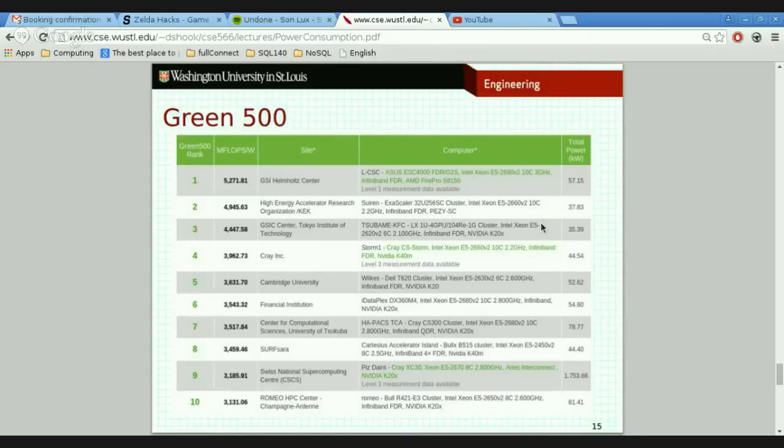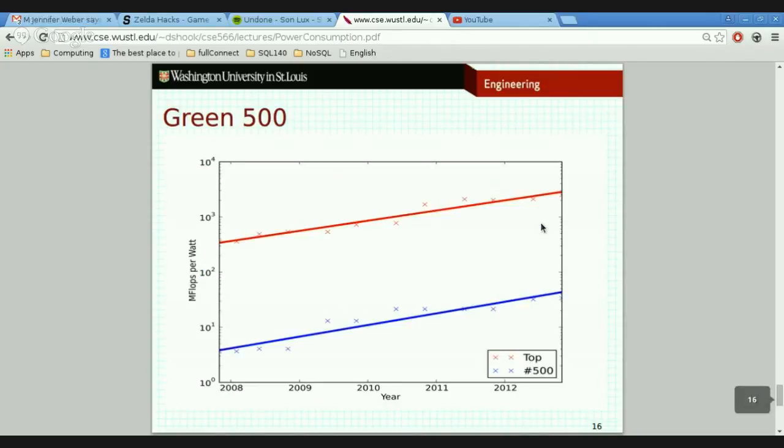And so it's also interesting to take a look at how these ratings change over time, right? And you can see on this particular plot, the Green 500 only goes back to, I think, 2008 or 2007. And you can see the megaflops per watt. Notice this is a log scale here on the y-axis, to put this in a little bit of context. But you can see that for the best computers, this value is going up. So the efficiency is going up.